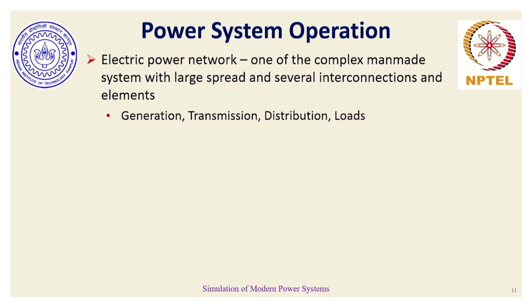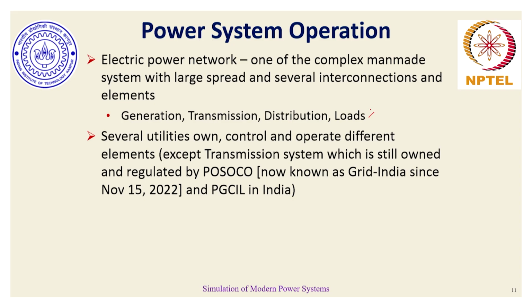from the renewable energy integration perspective. So in terms of overall system operation, our power network is one of the most complex man-made networks, with several interconnections and several elements: generation, transmission, distribution, and loads. There are several utilities dedicatedly present for monitoring, operation, and regulation of generation, transmission, and distribution. Except for the transmission system, which comes under the domain of Grid Controller of India Limited, all other entities have their individual private players. In India, the transmission system still comes under the central utility or central government.